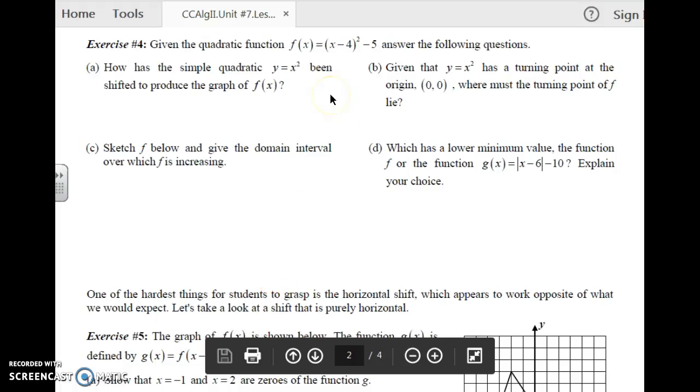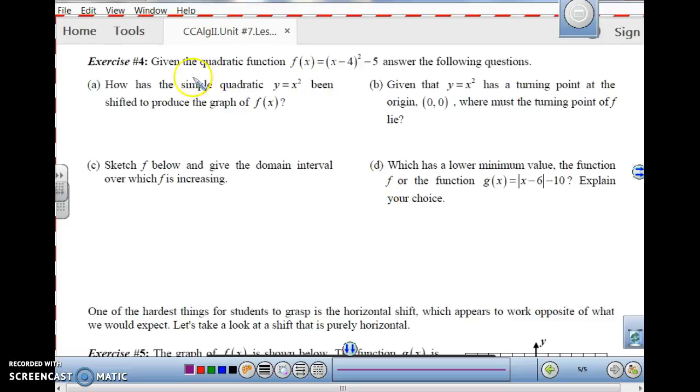Okay, so let's refer back to parabolas. We did parabolas before. Given the quadratic function f of x equals (x minus 4) squared minus 5, answer the following questions. How has the simple quadratic y equals x squared been shifted to produce the graph of f of x? Well, x minus 4 means it's going to shift 4 which way? Opposite sign, it's going to go 4 to the right. And then minus 5 means down 5.